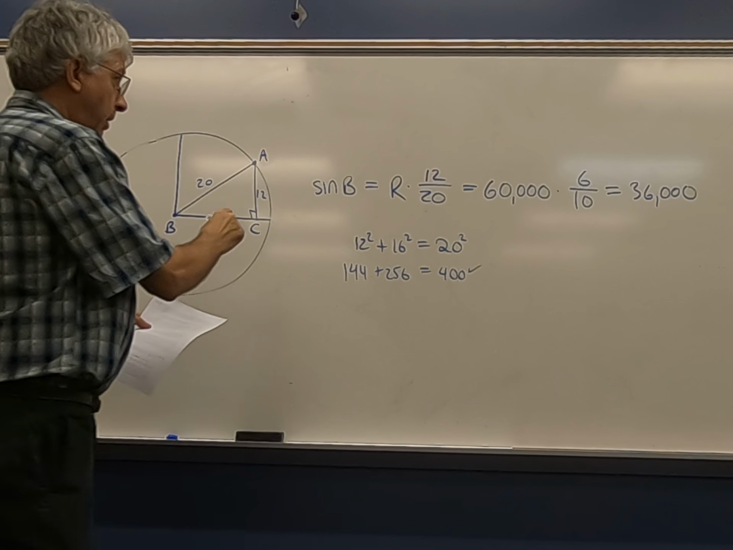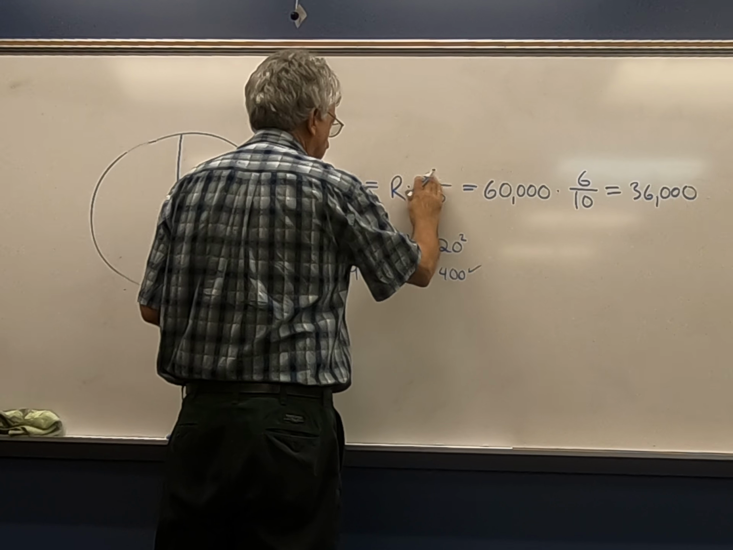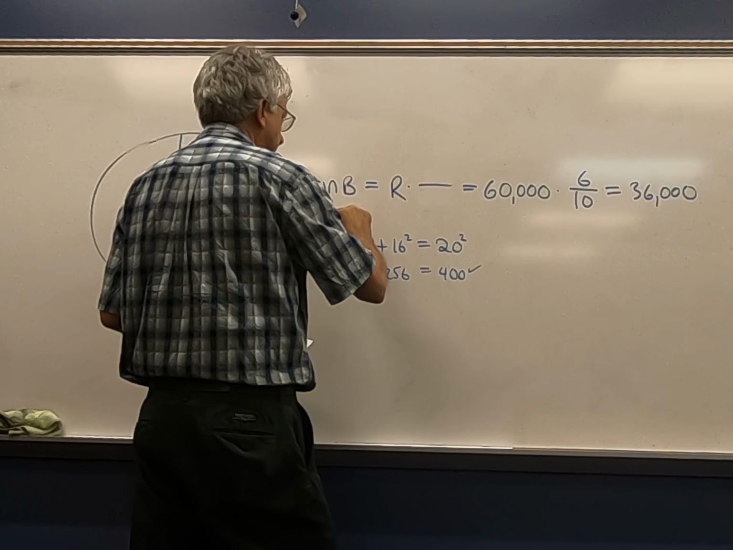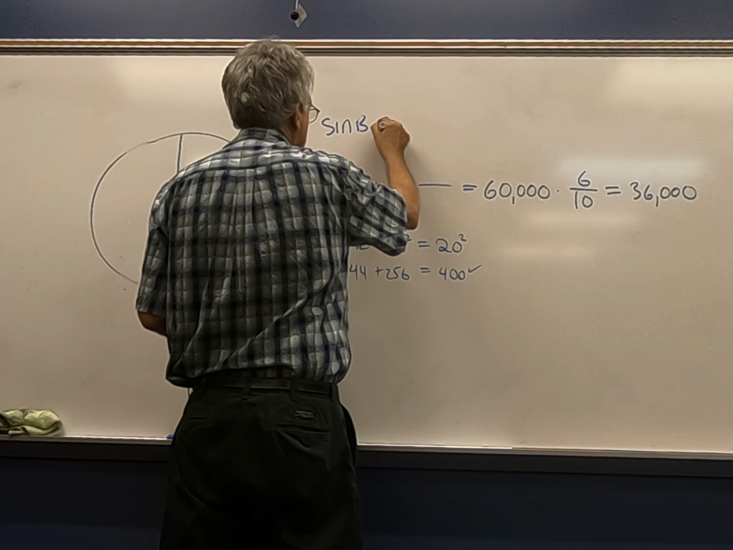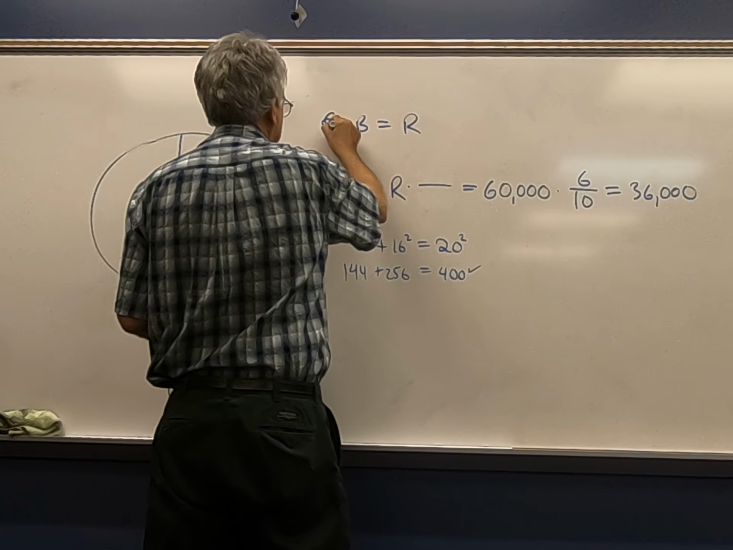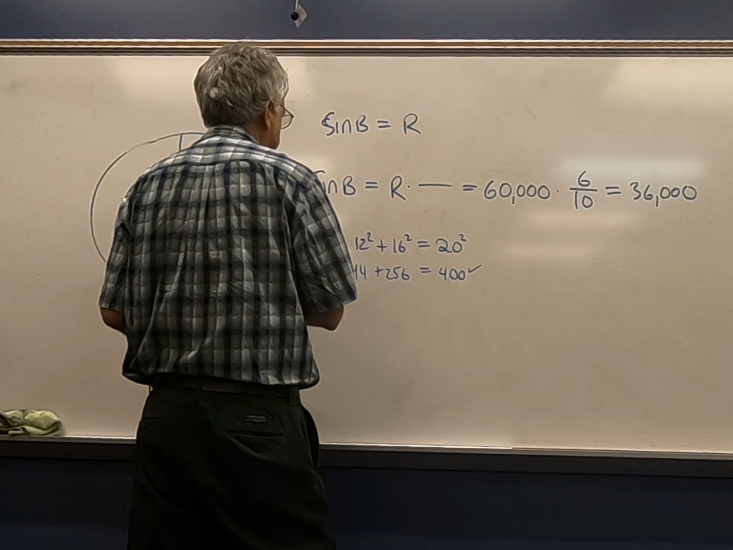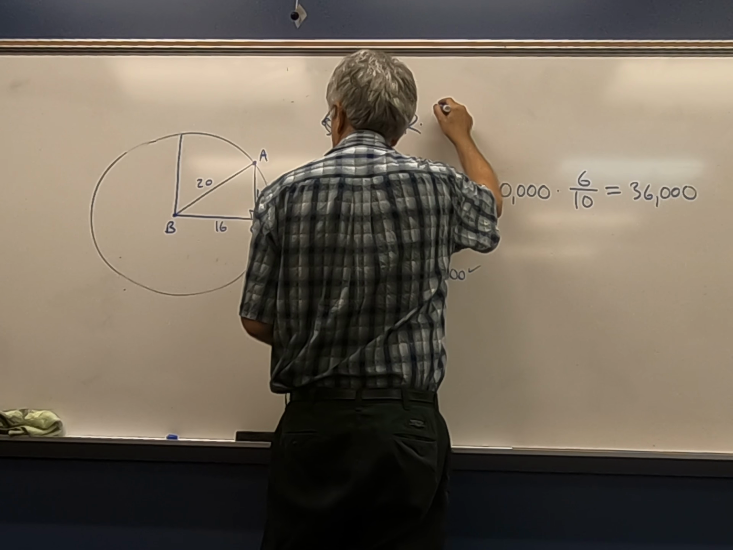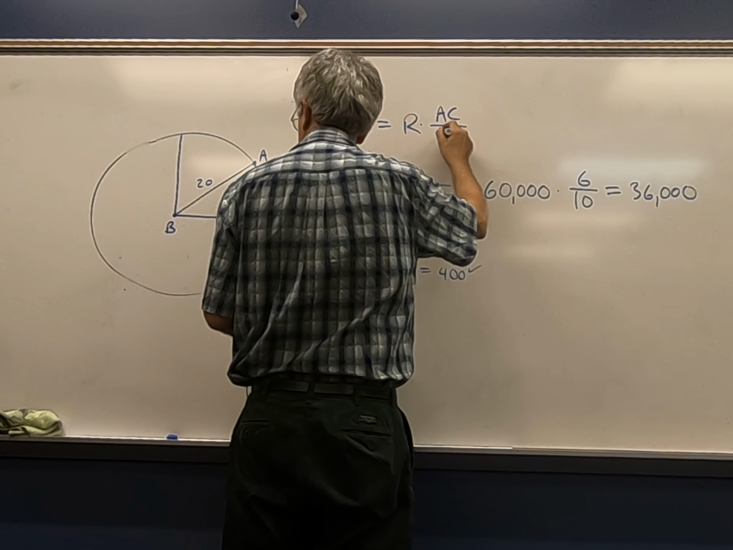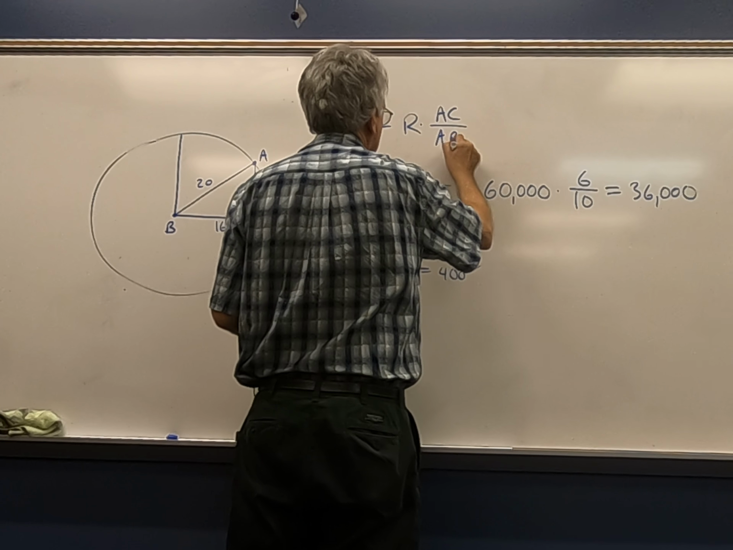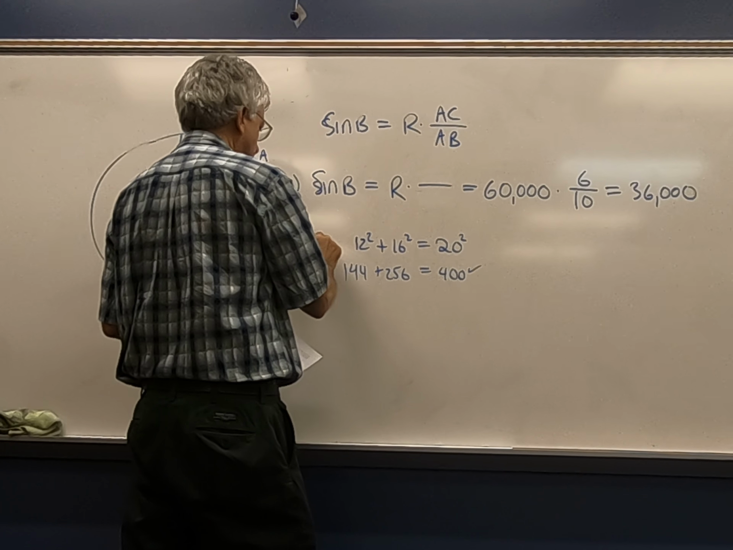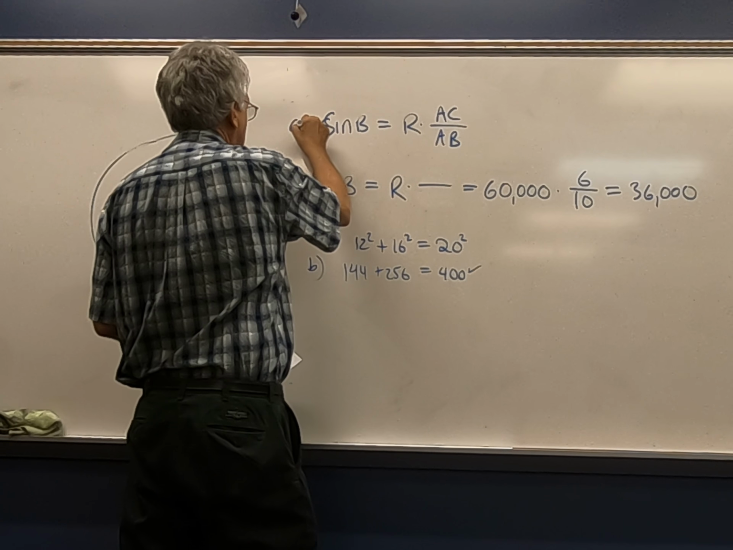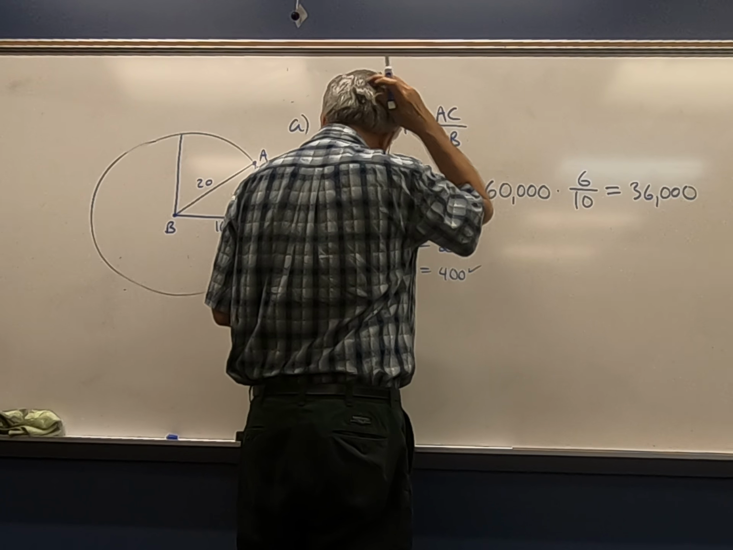So sine B is equal to R. This is a capital S sine of B, right? I should have a capital S there. It's going to be AC. In general, it's going to be AC over AB, right? So in our special case, this is ABC, I think, something like this.